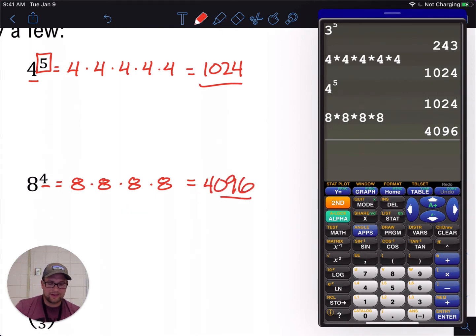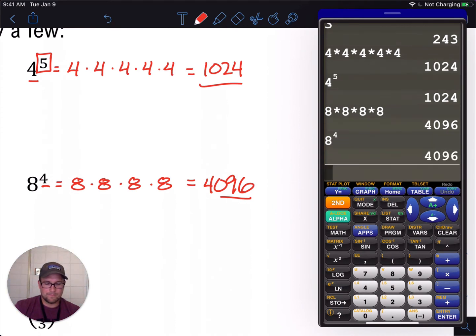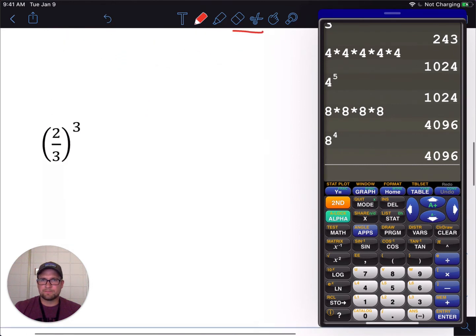And we can verify that that is the same as what the caret key gives us. And again, we see that we get 4,096. Let's look at one last problem together. And then you can start your assignment to work on some on your own.